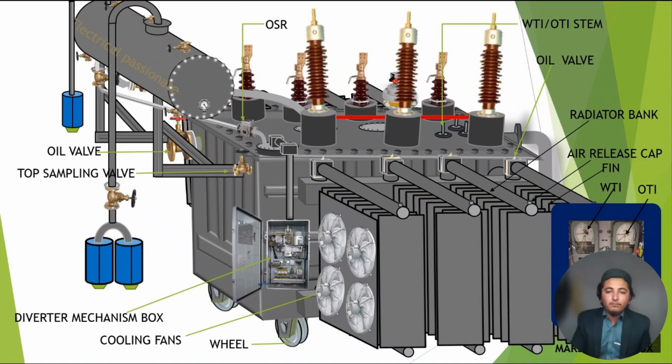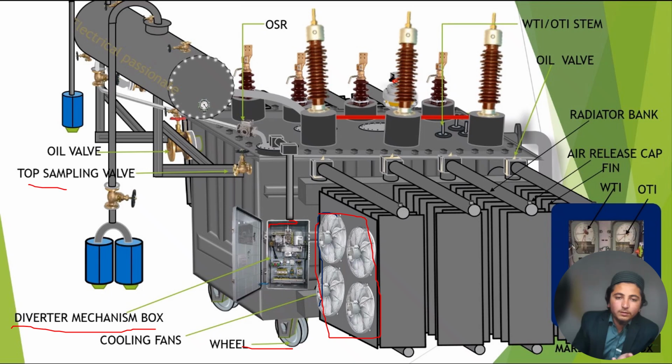So this is a basic practical transformer. This is the cooling fan. This is the cooling fan of the transformer. This is the box of operation of the transformer, the mechanical mechanism box. This is the wheel of the transformer. Top sampling valve. This is the breather of the transformer.